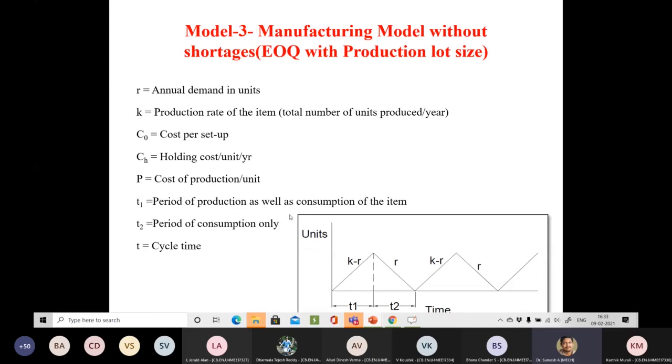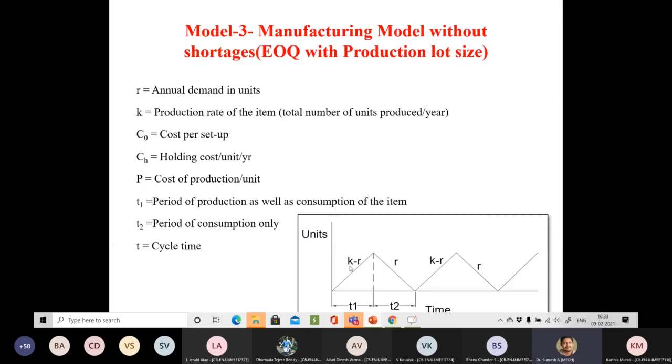Here T1 is the period of production as well as consumption of the item, and T2 is the period of consumption only. During T1, you are supplying and the product is also being sold. When it reaches the peak, production stops, and from this point the product is only being sold out. K minus R is the net rate, where K is the production rate and R is the annual demand. So you are supplying the product not instantly, but gradually.